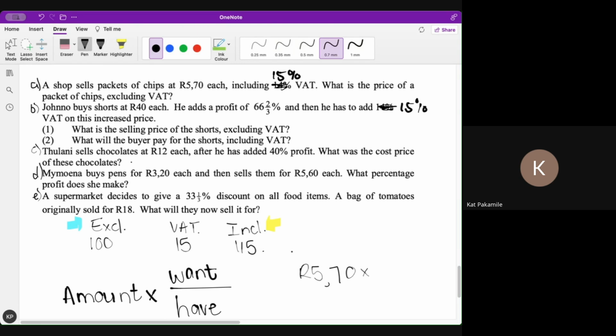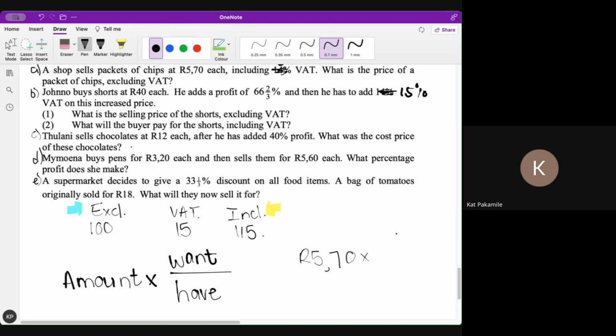So when I said what you want over what you have, we want the price excluding VAT. So it's going to be times 100. Do you see where I got that from? It's from these percentages that we put here. Over what? It can't be 15. It can't be 15, guys. What do we have? It's 100 over 115.